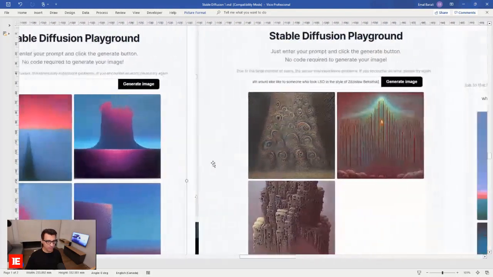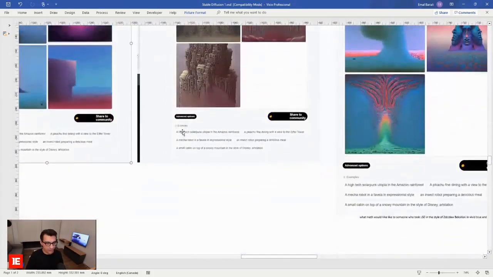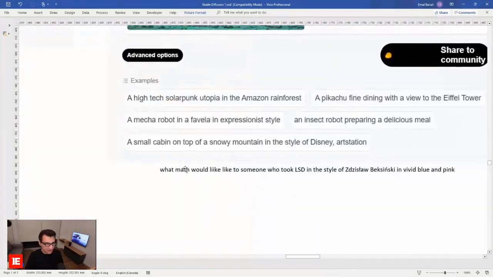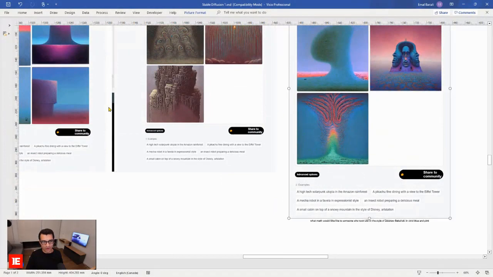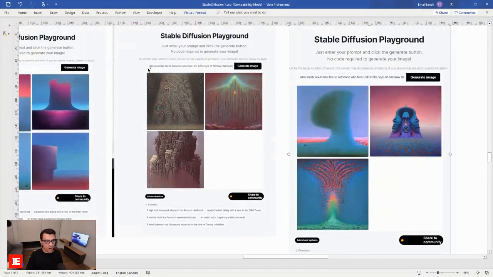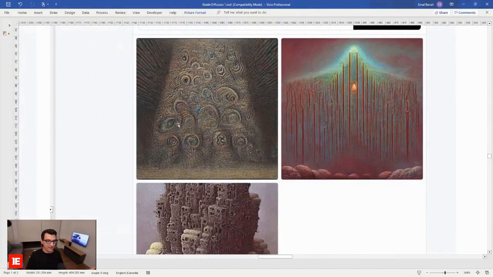It didn't, so I completely switched gears again, and I just tried to go as crazy off the wall as I could of a thing that I could think of. And so I asked it the question, and I don't have the full one there, but I said, what would math look like to someone who took LSD in the style of Beksinski in vivid blue and pink? So the vivid blue and pink wasn't in this one, but it was in this one. So this one essentially is what would math look like to someone who took LSD in Beksinski's style?